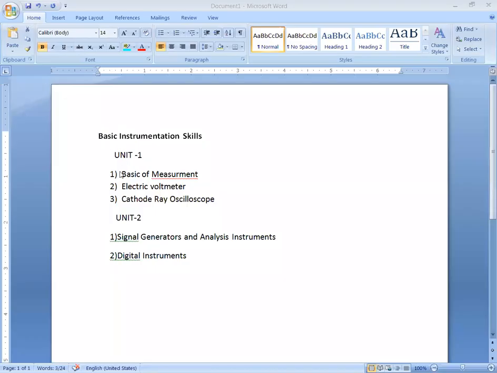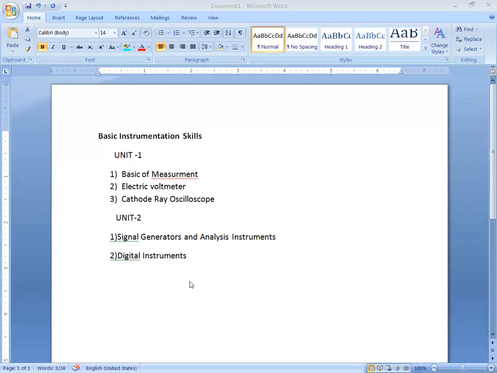Basic instrumentation skills. This is the sixth subject in 4th to 7th, an extra subject. In this we have 2 units. Unit 1 topics: basic of measurement, electric voltmeter, and cathode ray oscilloscope. In unit 2 we have two topics: first, signal generators and analysis instruments; second, digital instruments.